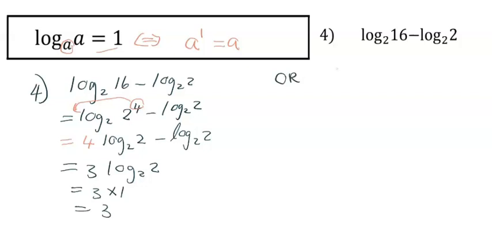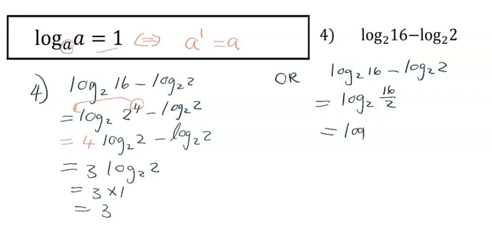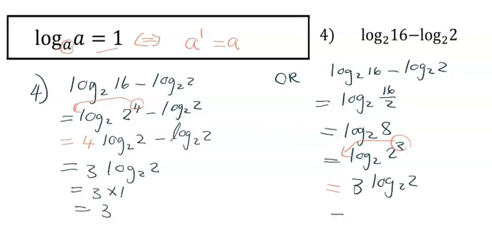Or I can say log to the base of 2 of 16 minus log to the base of 2 of 2 is equal to log base 2 of 16 divided by 2, that is log base 2 of 8. That is equal to log to the base of 2 of 2 to the 3. So again, I can take the 3 to the front, so I will get 3 times log to the base of 2 of 2, and that will give me 3 times 1, which is equal to 3. So this is our next law.